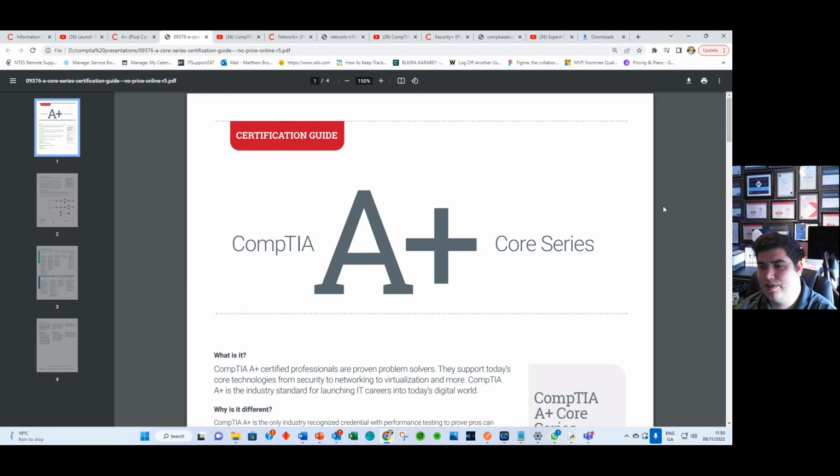CompTIA A Plus can be renewed with CertMaster as well every 3 years. So that's a great addition. You only have to worry about it once every 3 years to stay up to date. CompTIA A Plus would be considered the gold standard for basic help desk support. So if you're thinking about your CompTIA A Plus, absolutely go and do it.